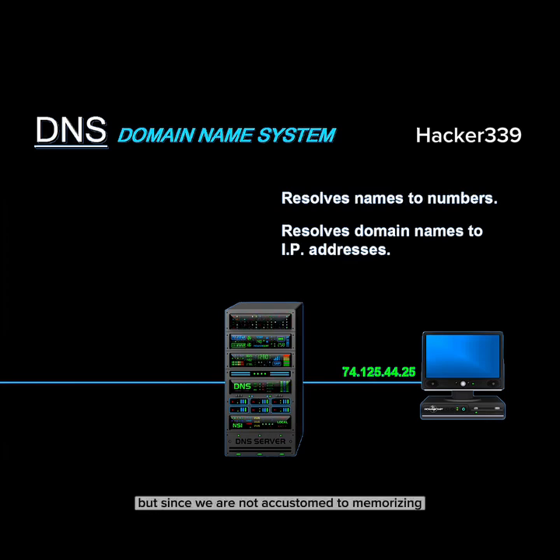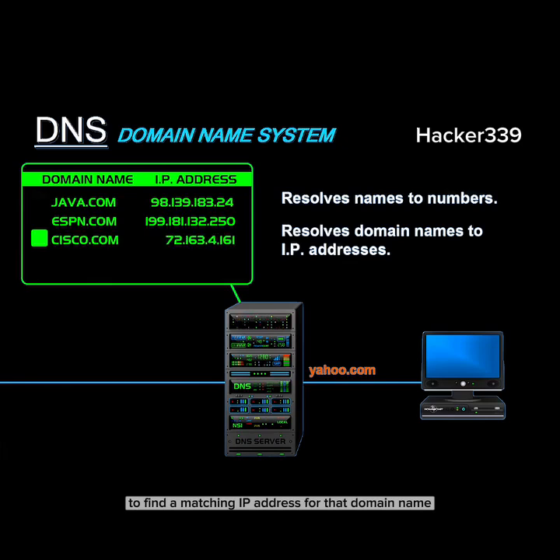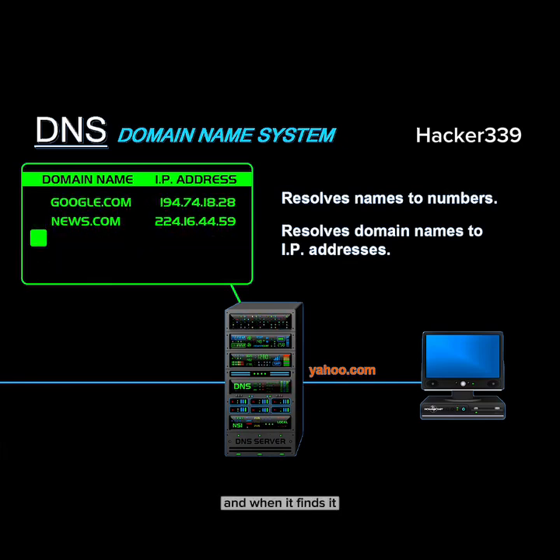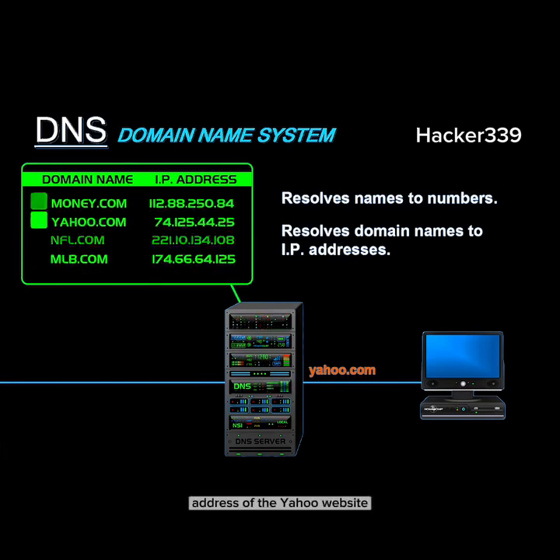But since we are not accustomed to memorizing and dealing with numbers, especially when there are millions of websites on the internet, we can just type in the domain name instead and let DNS convert it to an IP address for us. So back to our example. When you type in yahoo.com in your web browser, the DNS server will search through its database to find a matching IP address for that domain name. And when it finds it, it will resolve that domain name to the IP address of the Yahoo website.